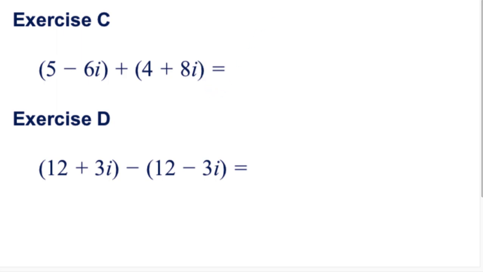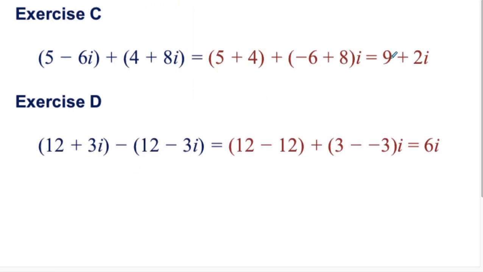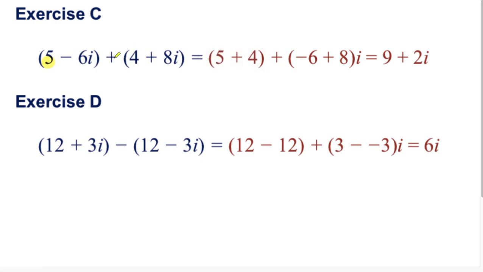Okay, so let's see the answers. The final answer to exercise C is 9 plus 2i, because 5 plus 4 is 9. And then negative 6i plus an 8i is a positive 2i. And then in exercise D, you don't need to say that's 0 plus 6i. You could just say that's positive 6i as your final answer.